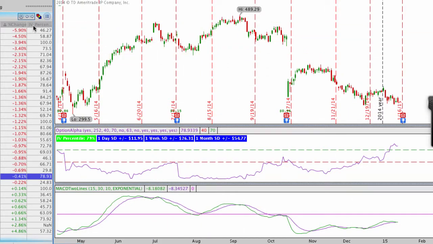The other thing that we like to do is sort our list by high implied volatility stocks. So stocks that are new to the list that have recent high implied volatility, we might want to take a look at.